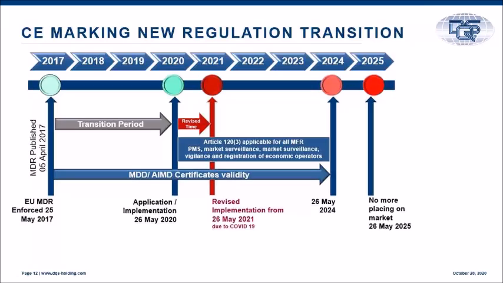What will happen to the MDD certificates after May 2021? They have given a provision in the regulation itself. The certificates that have been issued with a validity, where the validity has been given till 2024. So the certificates issued under MDD can be issued for a maximum duration of 5 years, with the expiry no later than 26th May 2024.